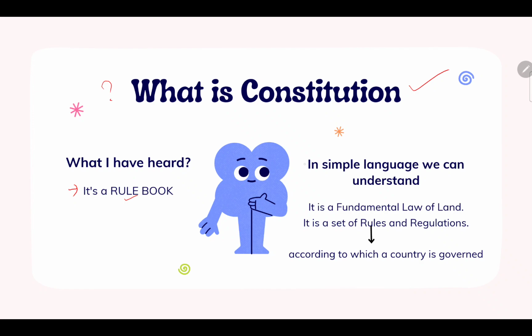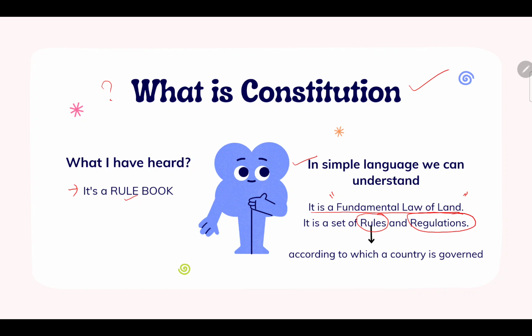Okay, so in simple language, what is constitution? It is a fundamental law of land. Fundamental law of land, this becomes your keyword. Constitution is a fundamental law of land. It is a set of rules and regulations. So the first thing is, it is a fundamental law of land, and it has a set of rules and regulations.